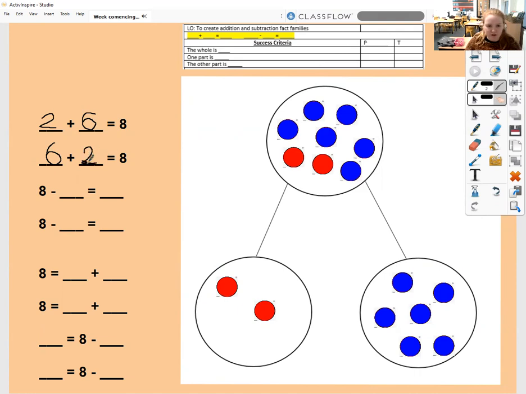And it's already written in for us. Oh, that's not very good. Let's rub that out. Let's cross that out and write a better one. 2. Fantastic.